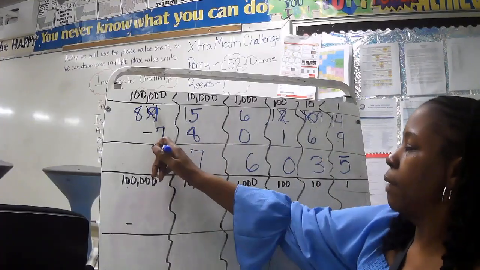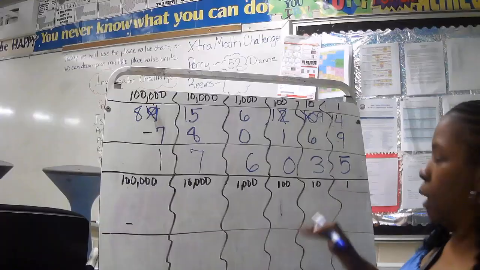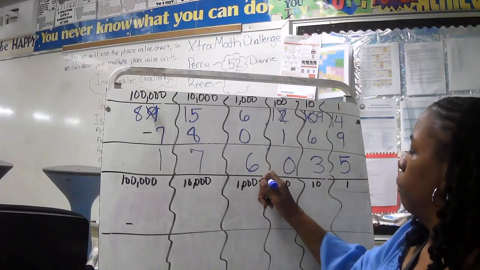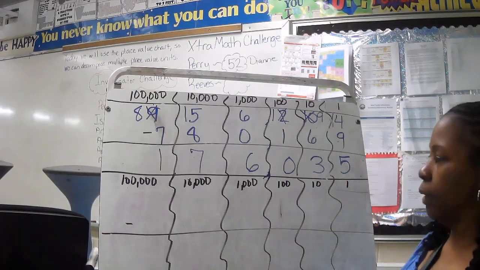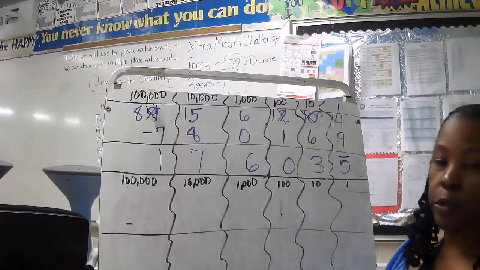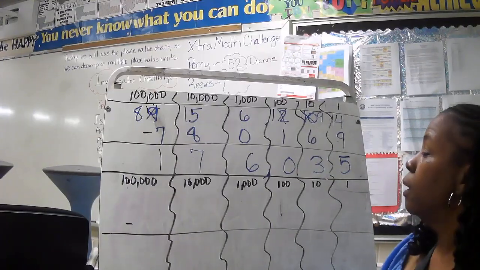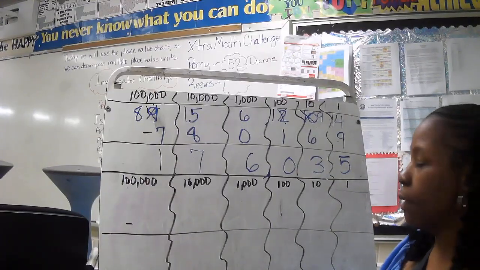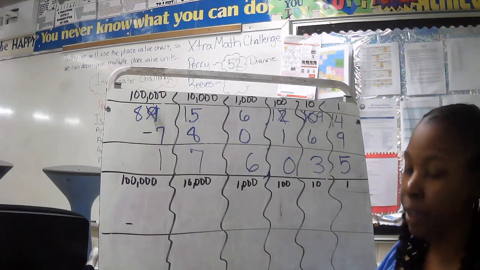And 8 minus 7 is 1. And I always put my comma. Ones, tens, hundreds, comma. Remember, the comma always lives between the hundreds and thousands place. So my answer, or the difference, is 176,035.